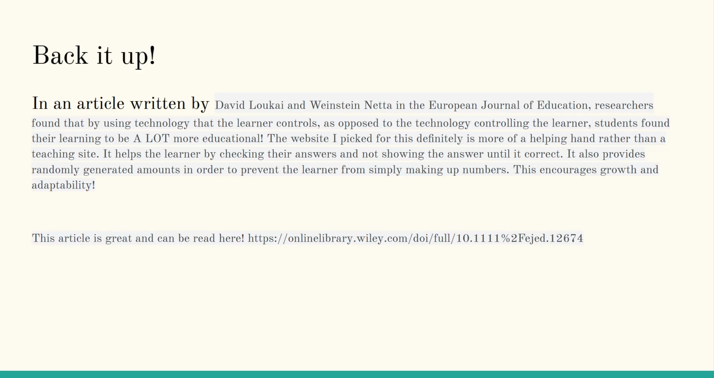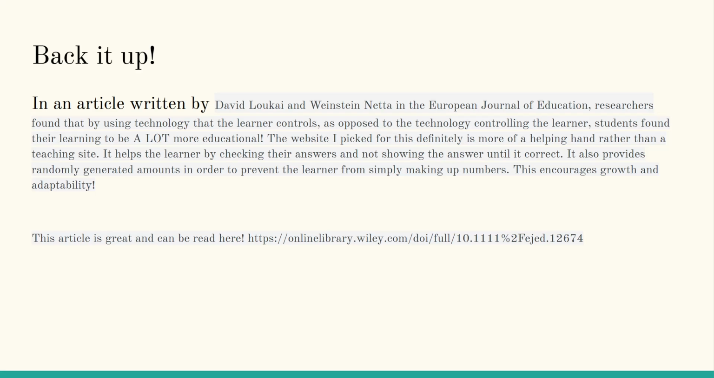Back it up. In an article written by David and Lokai and Weinstein-Nitta published in the European Journal of Education, researchers found that by using technology that the learner controls, as opposed to the technology controlling the learner, students found their learning to be a lot more educational and effective. The website I picked for this is definitely more of a helping hand rather than a teaching site. It helps the learner by checking their answers and not showing the answer until it is correct.